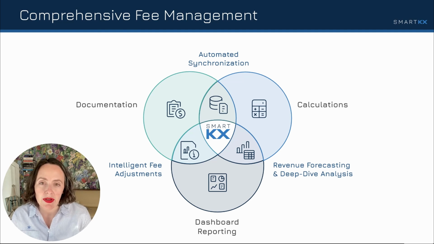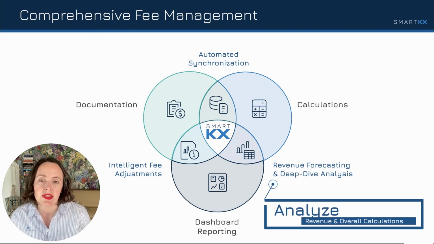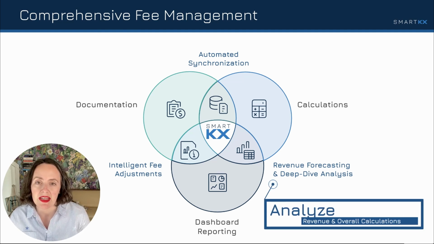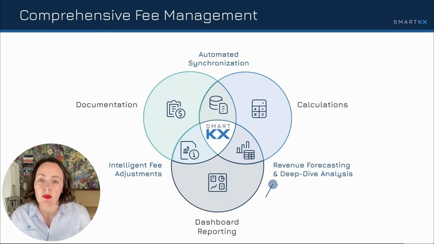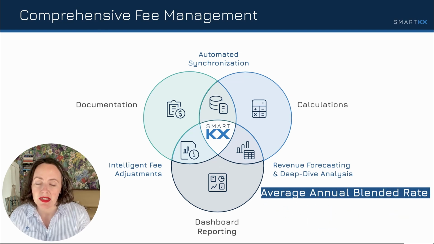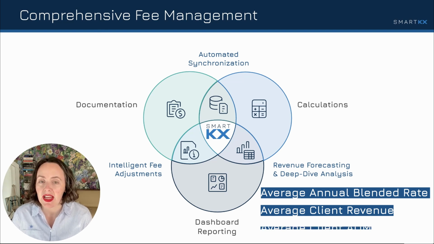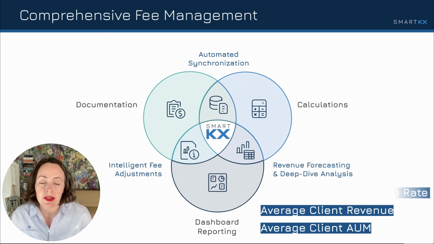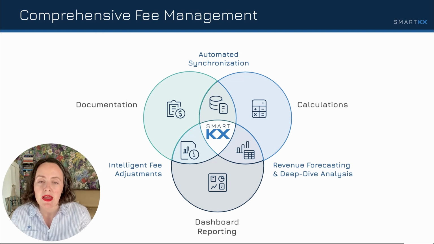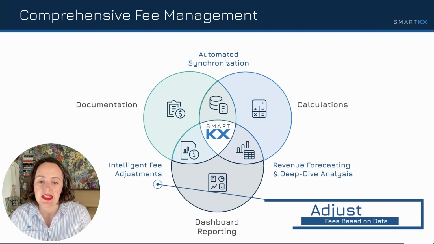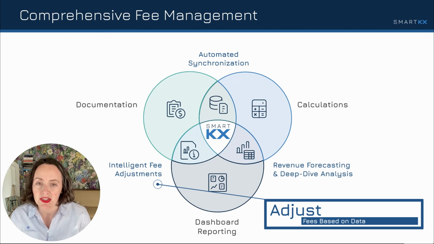Next, we use the outcomes and the calculations to give you some really nice revenue oversight, to be able to tell you things like what your average annual blended rate is, what your average client revenue is, what your average client AUM is. This will allow you to look at your firm on a high level, but then dig into each one of your clients to see who is out of the boundaries of what your averages are and that need to be adjusted.